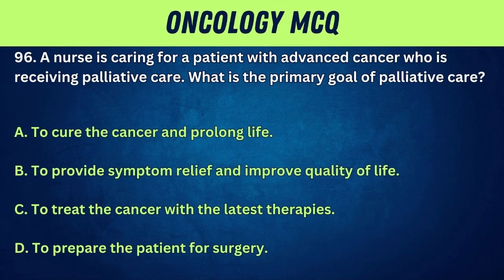96. A nurse is caring for a patient with advanced cancer who is receiving palliative care. What is the primary goal of palliative care? A. To cure the cancer and prolong life. B. To provide symptom relief and improve quality of life. C. To treat the cancer with the latest therapies. D. To prepare the patient for surgery.